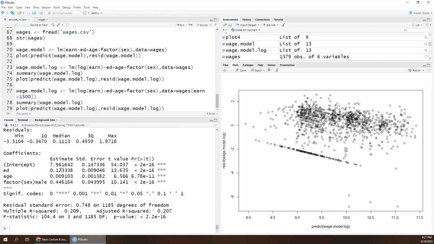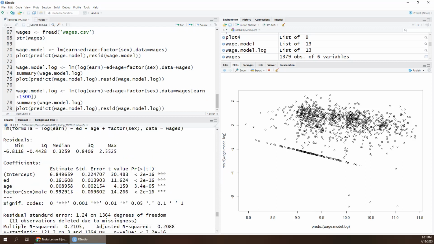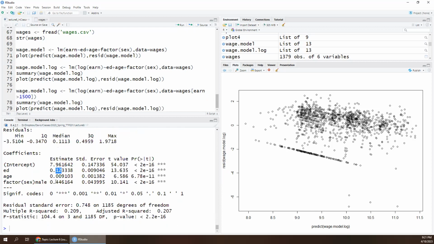So in this case, my numbers are changing a little bit. Now education accounts for about 12% instead of before what we were saying was 16%. And the age is still about a 1% increase in earnings for each year of age, but the big difference is between men and women. That difference is now down to 45% instead of doubling.